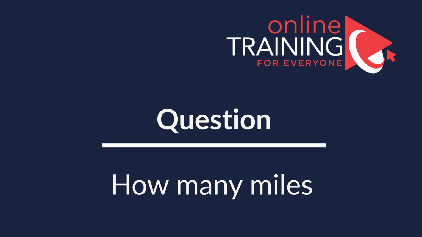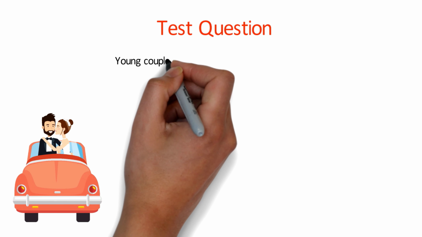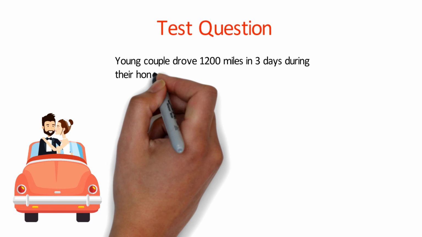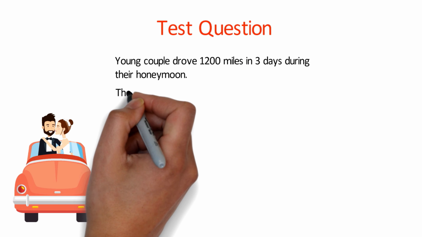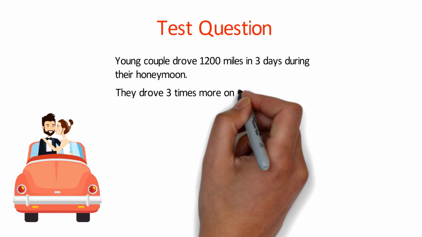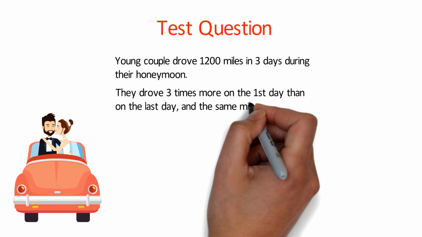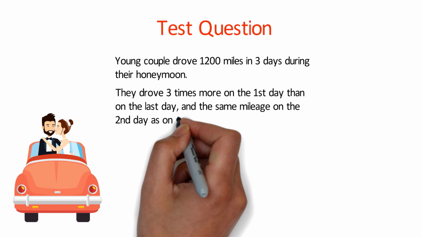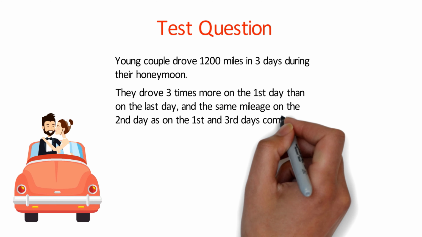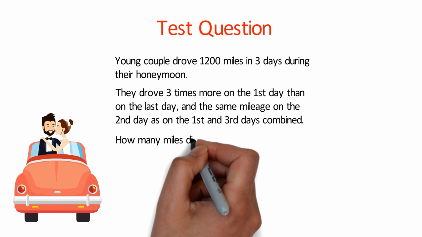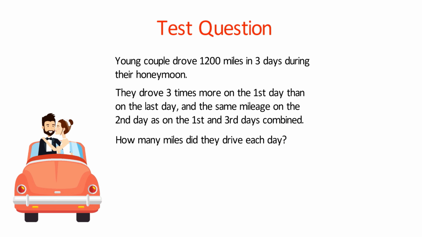Here's the cool question, variations of which we frequently see on the test. Young couple drove 1,200 miles in 3 days during their honeymoon. They drove 3 times more on the first day than on the last day, and the same mileage on the second day as on the first and third days combined. How many miles did they drive each day?